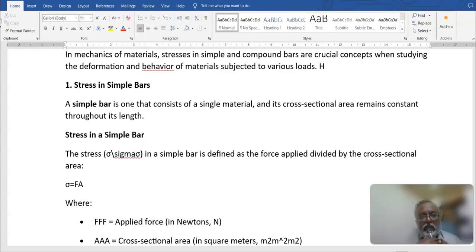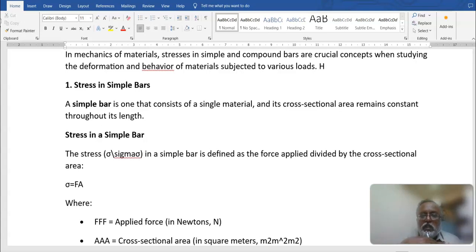In the mechanics of materials, the stresses in simple and compound bars are crucial concepts when studying the deformation and behavior of a material subjected to various loads. It means that we are applying various kinds of loads. It might be a point load, it might be a uniformly distributed load, it might be a uniformly varying load. Depending upon the application, we are applying the loads on the material.